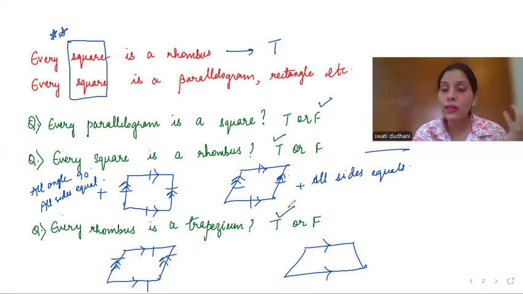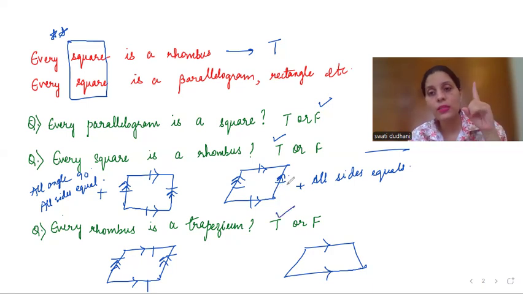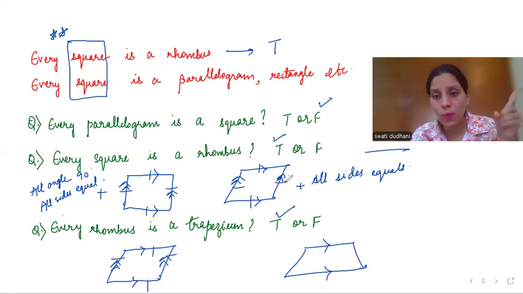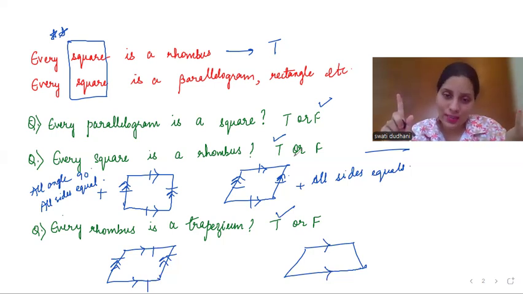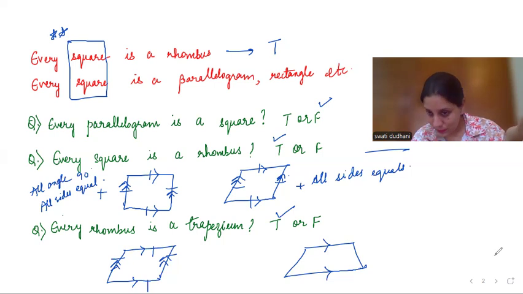So this is definitely true. A trapezium needs fewer properties than a rhombus. So it is true. A trapezium needs only one pair of parallel sides, which a rhombus already has. So it is true. I hope this is clear.